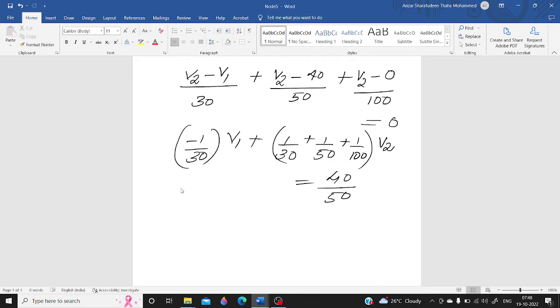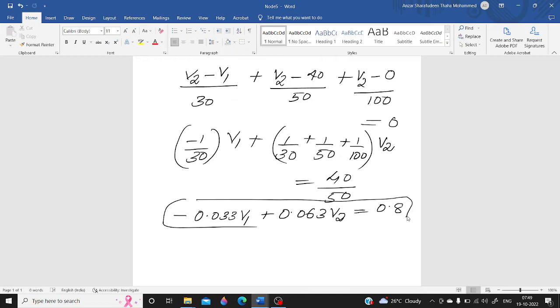Now you simplify this so that you will get a beautiful equation: minus 0.033 V1 plus 0.063 V2 is equal to 0.8. And this is equation number 2. Now we have two equations in two unknowns.